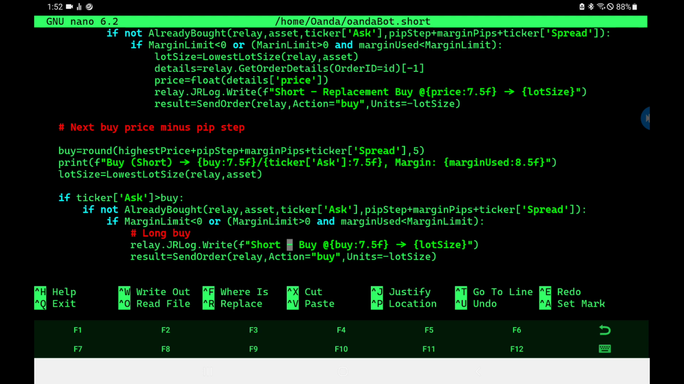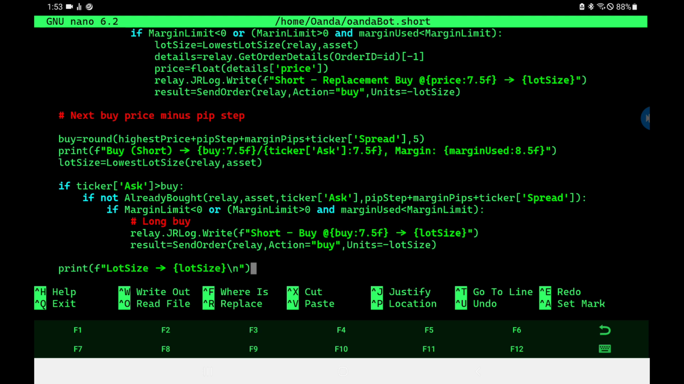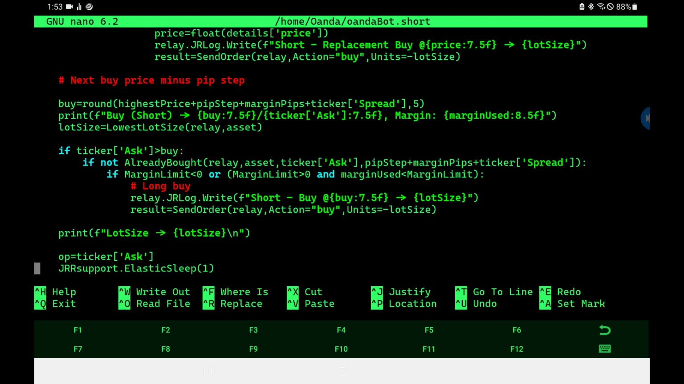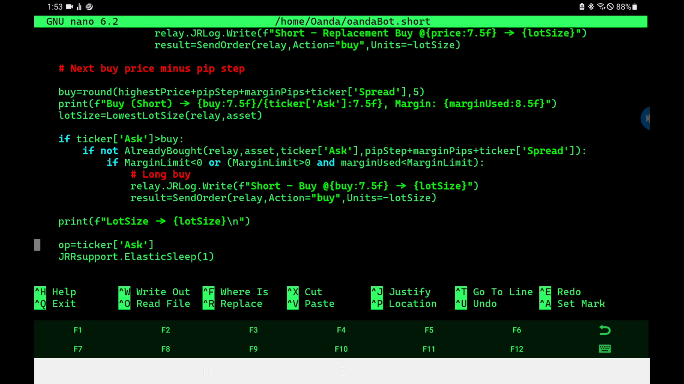So now, we show the buying price and the lot size, and we place our order. And now we just print the lot size. Short, sweet, simple there. We save the price for future reference if we need it, and then we just go to sleep for a second or two based upon the load of the VPS to keep everything short, sweet, and simple.